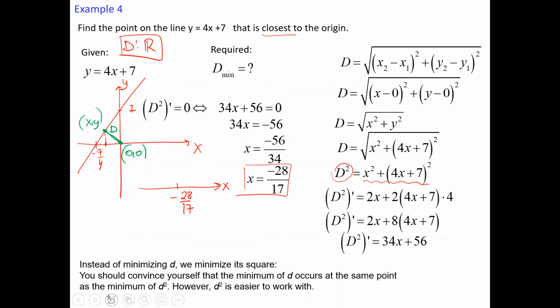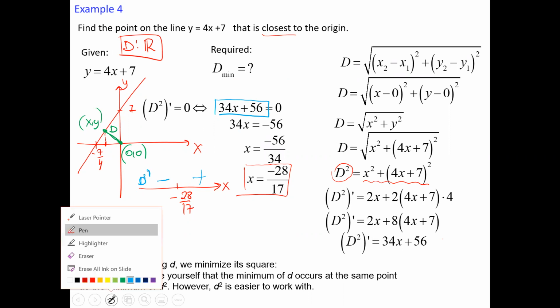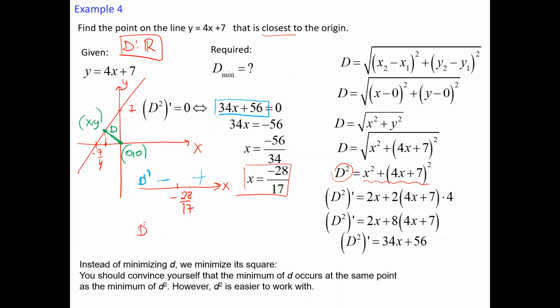Let's just check if this is definitely a minimum. This is the derivative, d prime. If I substitute 1, for instance, because 1 is greater than this, we will have 34 times 1 plus 56, positive. On the other side we will get a big negative number. Then our function, d squared, is decreasing, then increasing, so a local minimum value.